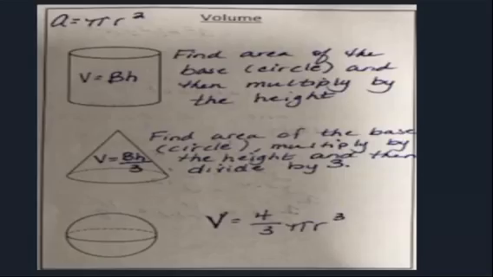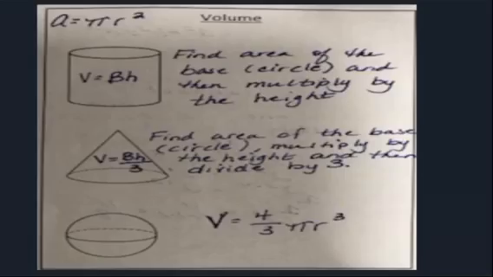So we know for a cylinder, it's always the area of our base times our height. So you need to find the area of what the base is. In a cylinder, the base is a circle. So we're going to find the area of a circle, which is why we have the formula up there, pi r squared, and then we would multiply that by the height.